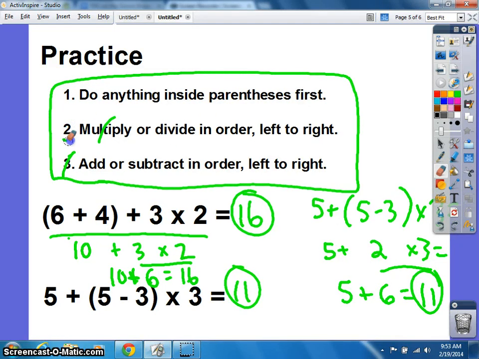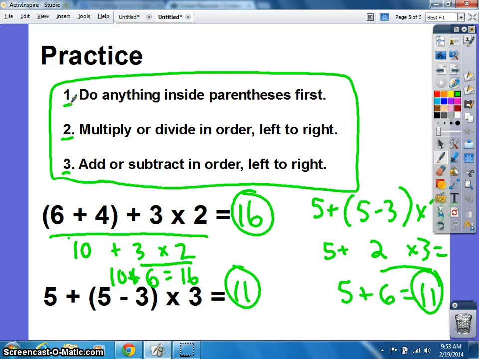So when you're working on your work today, you have 2 practice sheets. The first one does not have any parentheses on it, so you're just going to practice basically these 2 steps right here on the first sheet. The second sheet, however, has parentheses, so you're going to use all 3 steps. Okay? And the sub has an answer key, so you can check your work with her when you are done, or him, and we'll go from there.